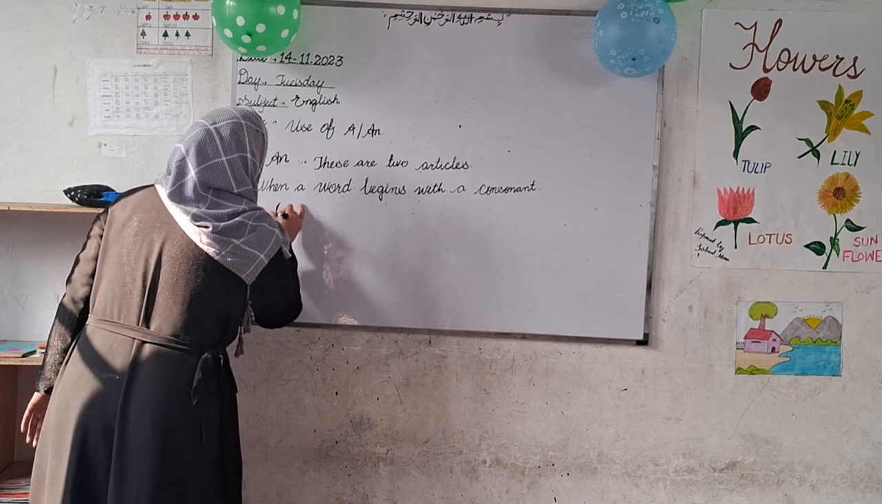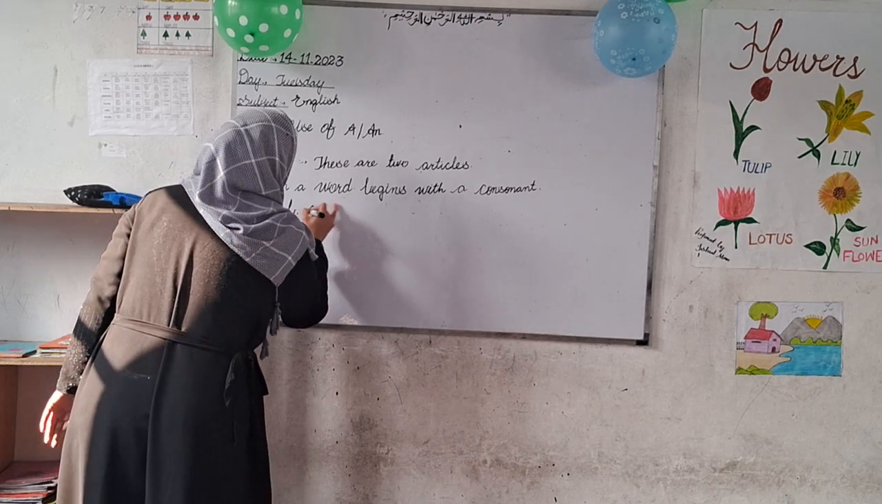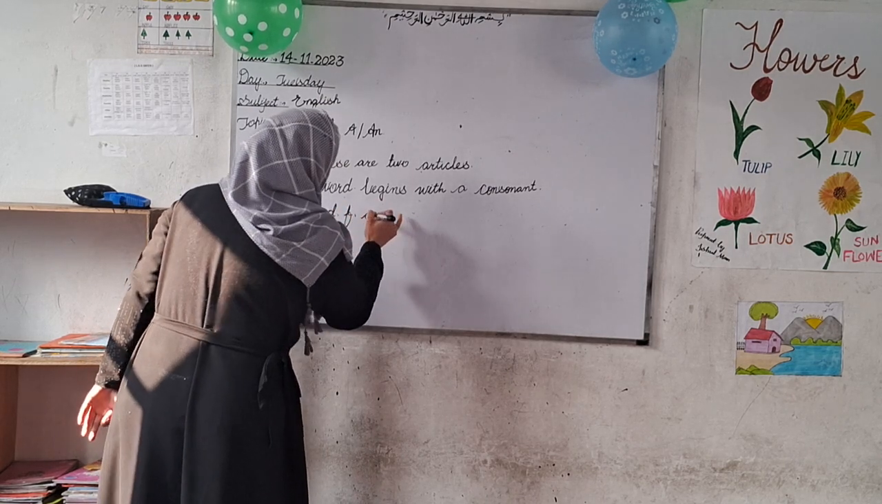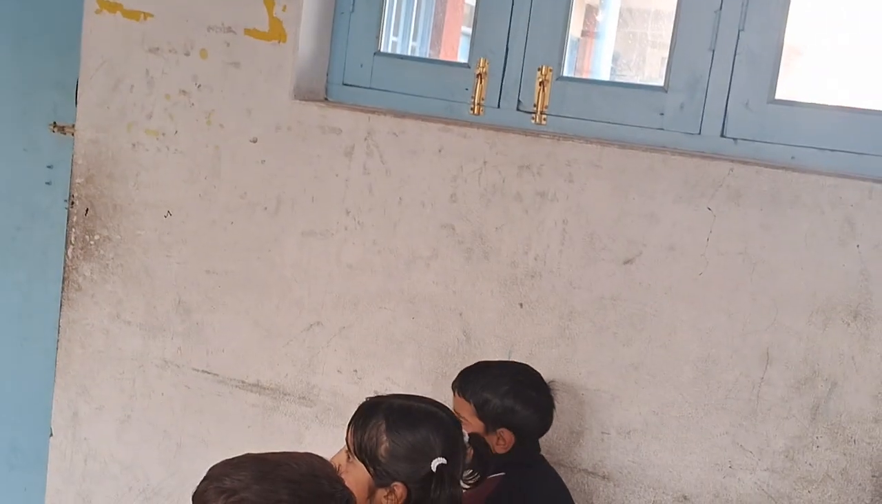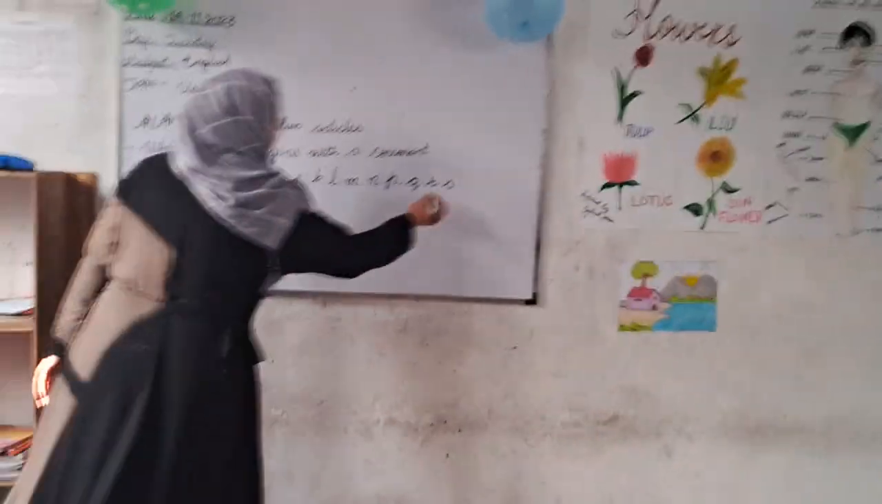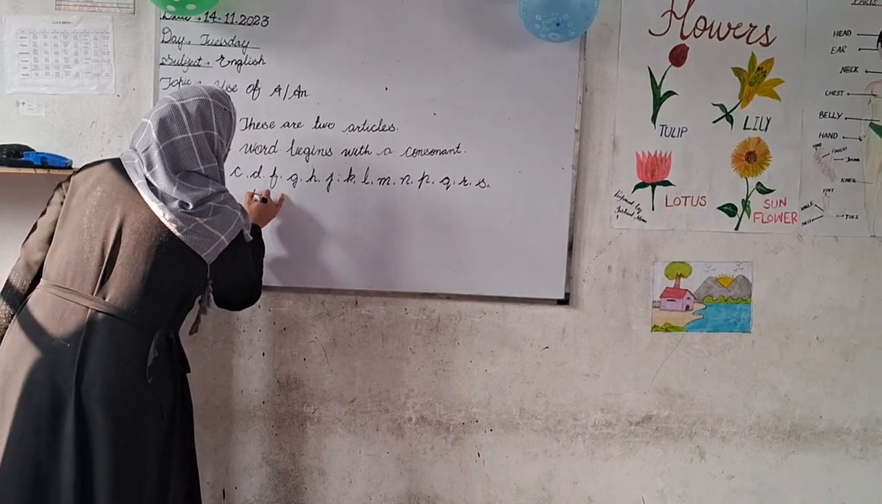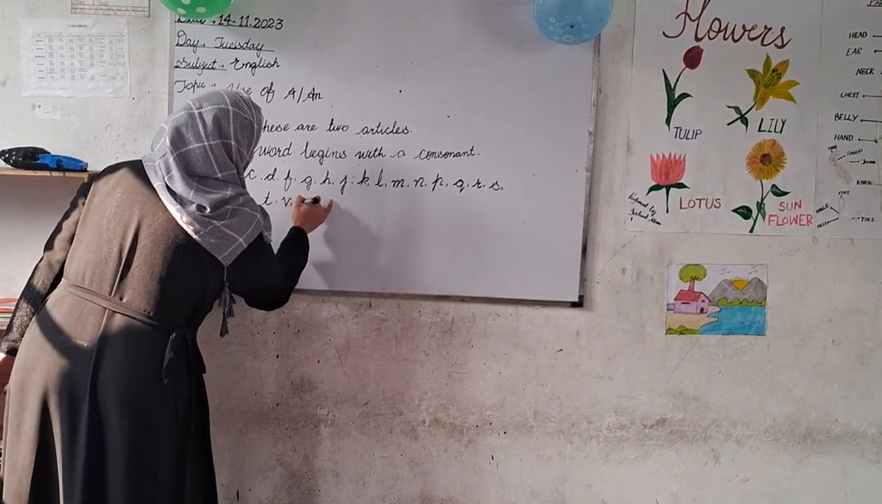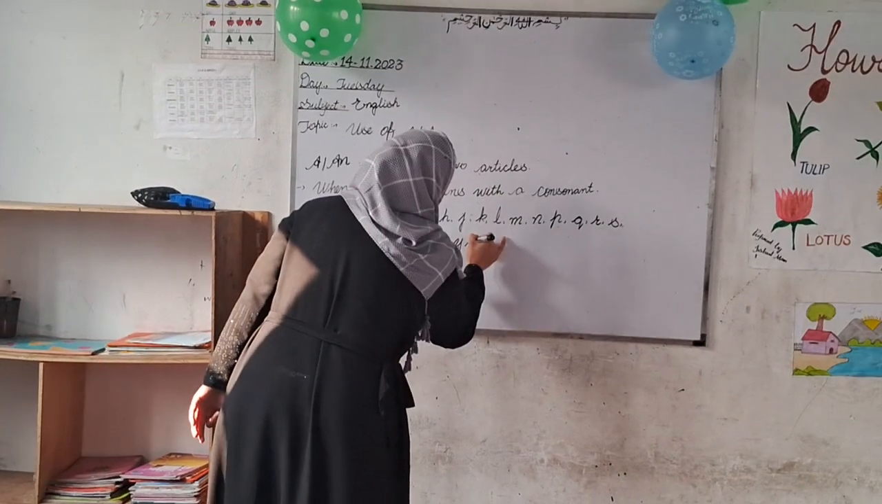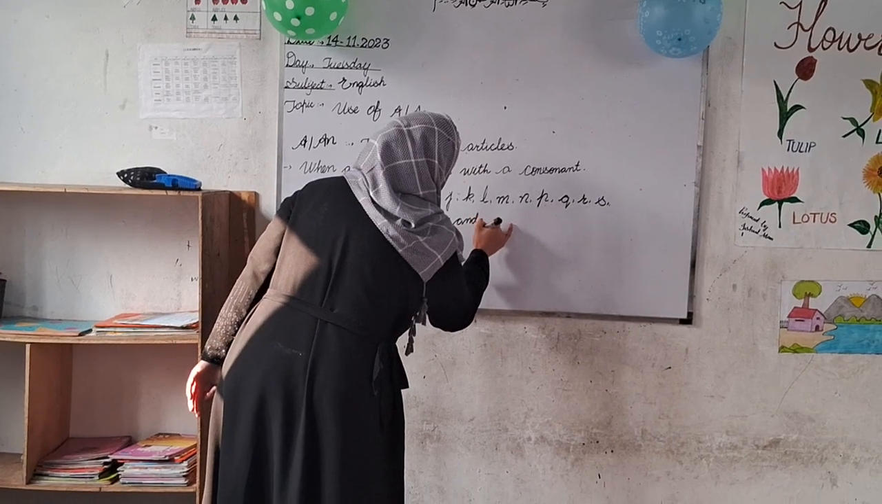The first consonants are B, C, D, F, G, H, J, K, L, M, N, P, Q, and S. After S, the consonant is T, and after T, V, after V, W, after W, X, after X it is the consonant Y, and lastly the consonant Z.